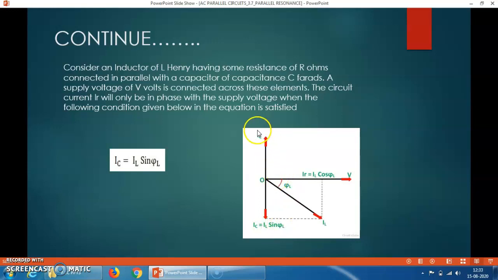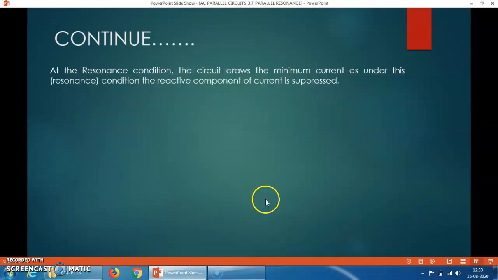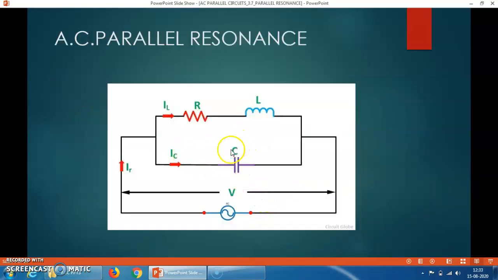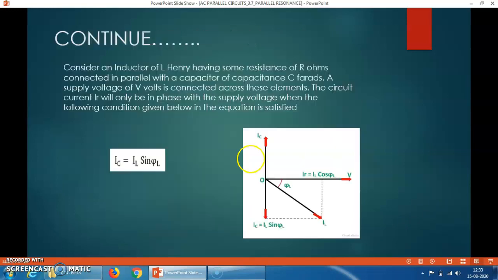Now what is IC? IC is the capacitive current, the current flowing through the capacitive branch. In the capacitive branch only a capacitor is there. So the current flowing through the capacitor always leads the voltage by an angle of 90 degrees. In a pure capacitive circuit, the current is always 90 degrees ahead of the voltage. So IC leads the voltage by an angle of 90 degrees.